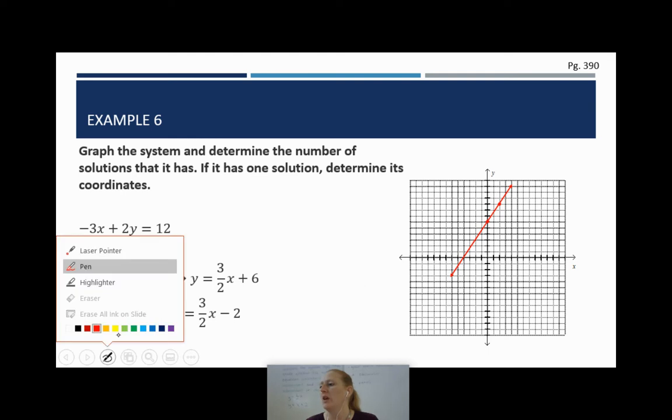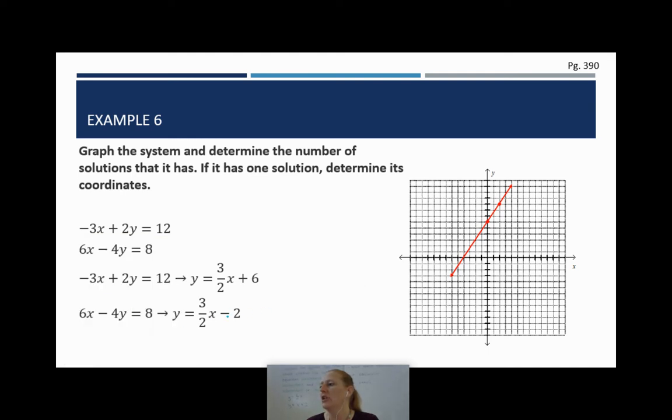For this one, I'll grab another color. So my y-intercept is -2, so 1, 2 down here. My slope is 3/2, so up 3 over 2. Uh-oh, you may be noticing something, and I'll connect the dots.